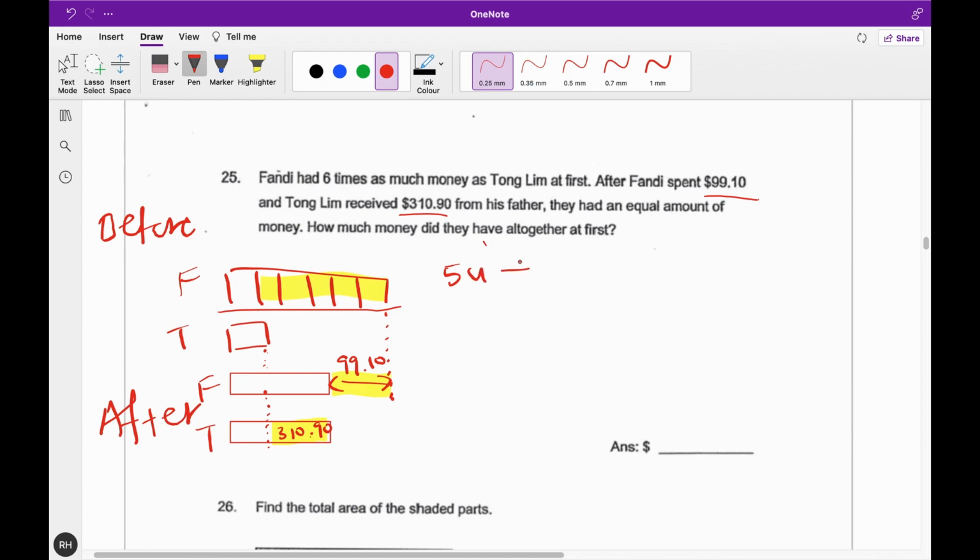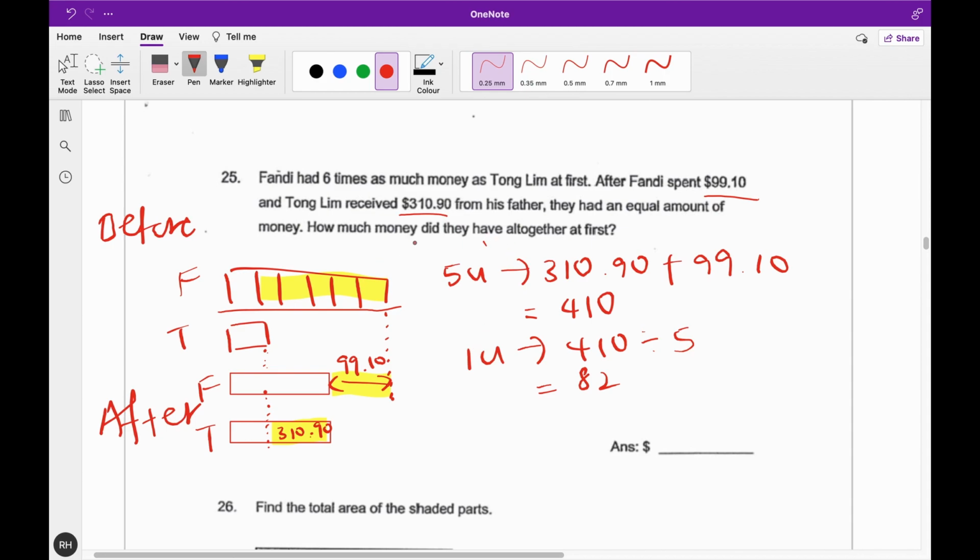So we know 5 units is equals to 310.9 plus 99.1. So we have 310.9 plus 99.1. Answer is 410. Next, we want to find 1 unit. So we have 410 divided by 5 equals to 82. And then we want to find how much money did they have all together at first. So at first they have 1, 2, 3, 4, 5, 6, and then plus one more, 7 units. So total is 82 times 7. The answer is 574.